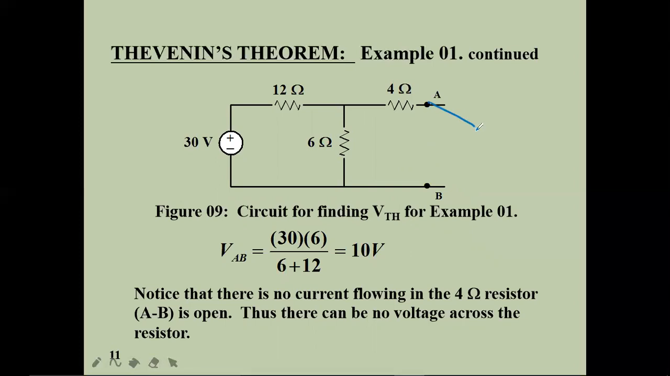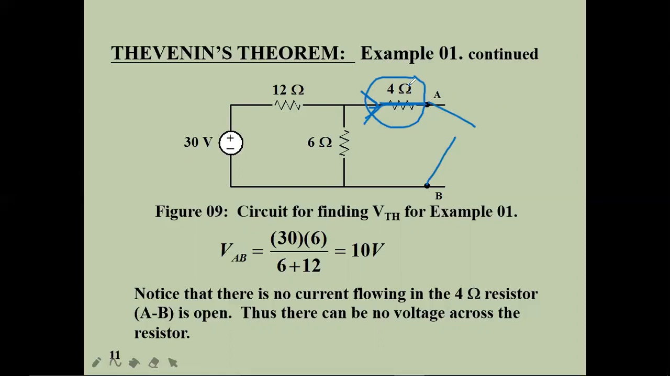Then I'm going to measure the VTH across these A and B terminals. For measuring VTH, this 4 ohm resistor is not drawing any current. Since there is no current through the 4 ohms, there is no voltage drop across this 4 ohm resistor. Then I am going to remove this 4 ohm resistor by short circuiting it. Why is the current not flowing through this 4 ohm resistor? Because A and B are open circuit. Since current will not flow in an open circuit path, right?